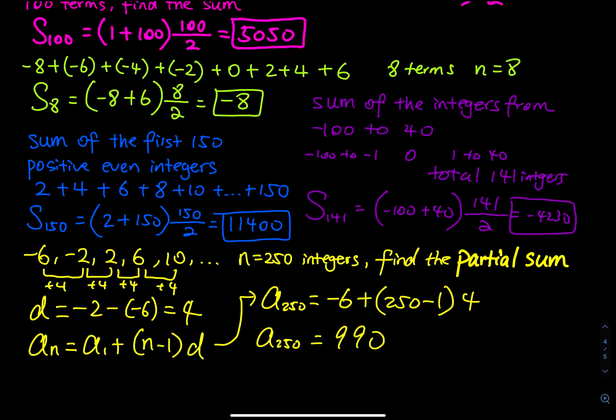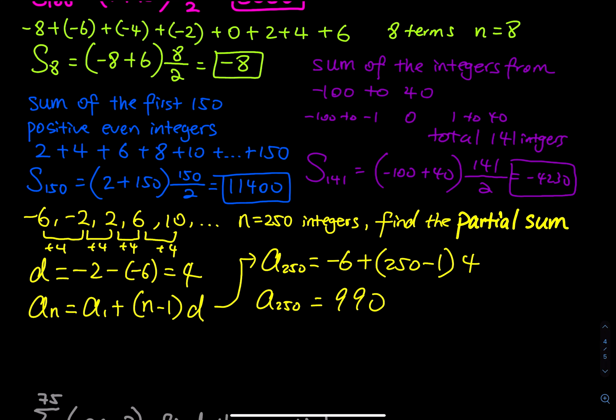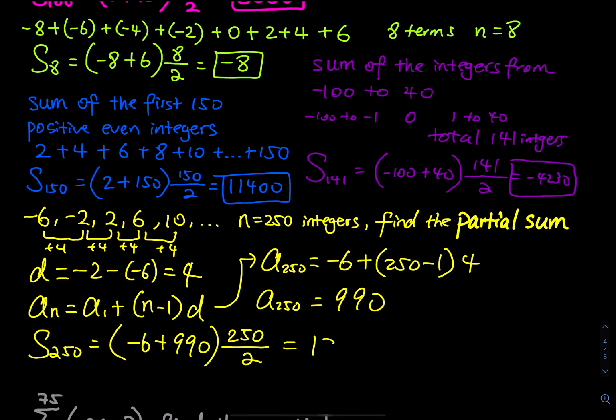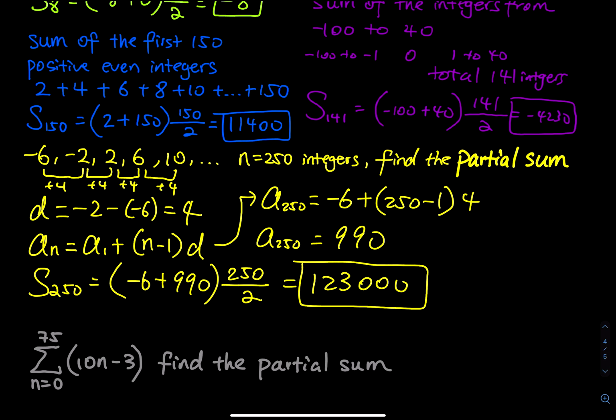So now we have the first, we have the last, and then we can calculate S of 250. That is the first term plus the last term, a1 plus an, and then multiply by 250 divided by 2. This is equal to a huge value, 123,000.